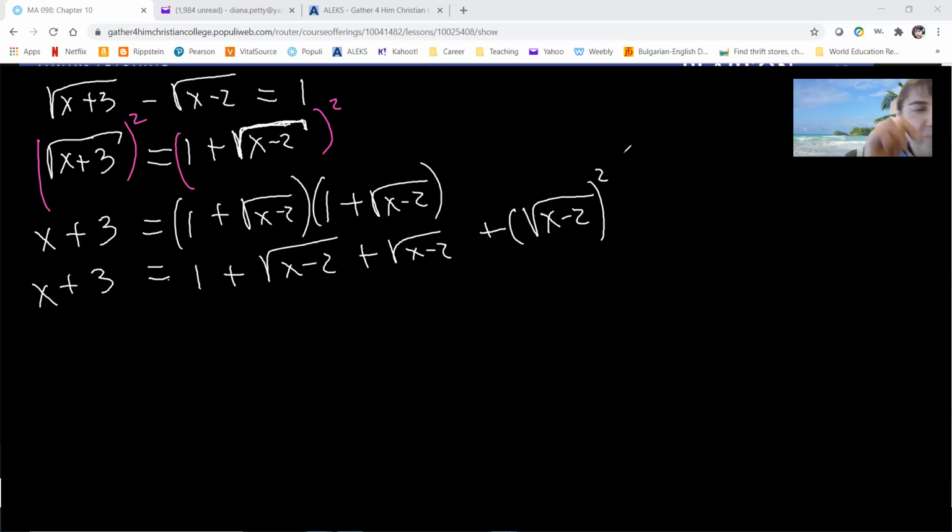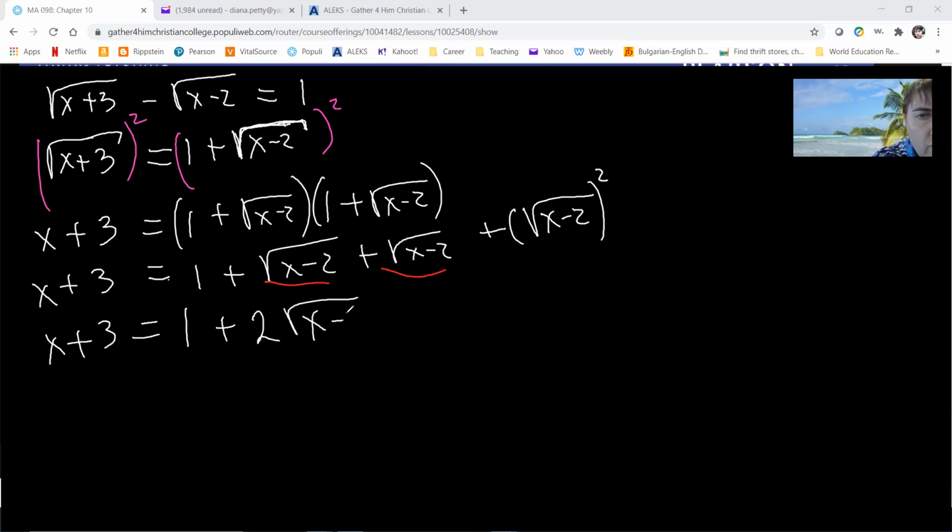Okay, let's finish this. So x plus 3 equals 1. Those two are the same apples, so just add them. Plus 2 times square root of x minus 2. And then what happens to the last term? You see square root, and you're squaring, so the square root falls out. It's just x minus 2. The last one cancels, whatever. So this is what we have.